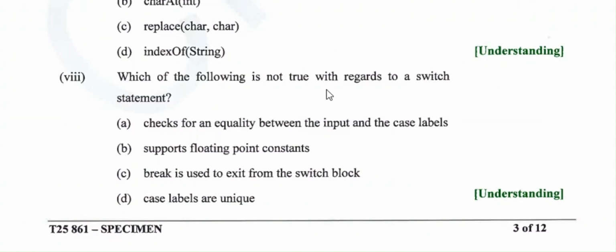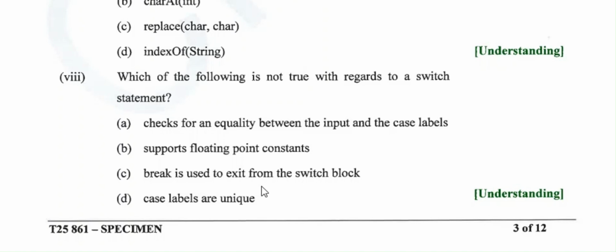Which of the following is not true is given. Checks for an equality between the input and the case label. Yes, it checks equality between the input, whatever is the input, and case label. Case 1 means it checks equality with input 1. If it is 1, then it will execute case 1. So this is true. Break is used to exit from the switch block. Yes, break is used to exit from the switch block.